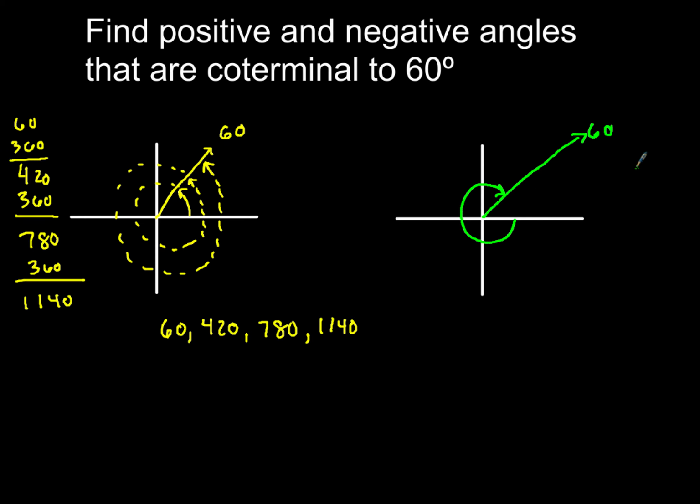Now if we did that, we start out with 60 degrees, but then we're going to subtract 360 degrees. And as long as you can do your arithmetic well, you should end up with negative 300. So negative 300 is another coterminal angle.